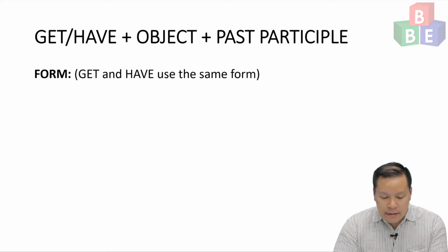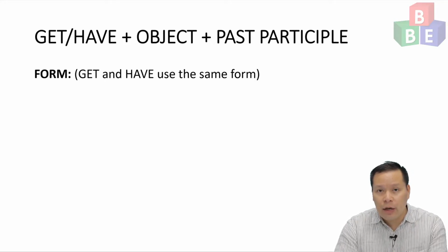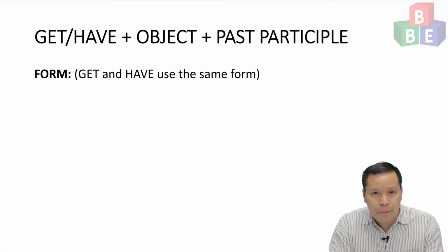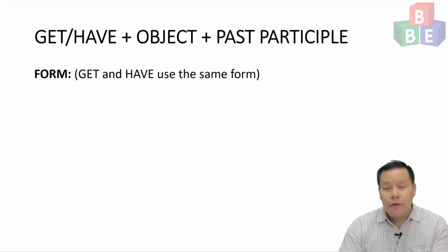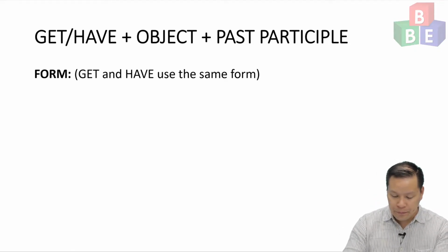The get-have passive consists of the verb get or have plus the object of the sentence plus the past participle. Both get and have passives follow the same form. Let's start with the positive statement form.